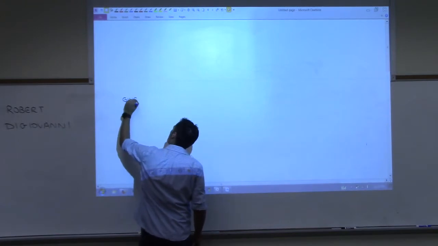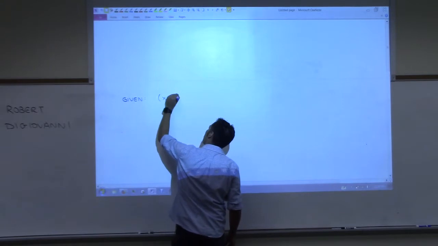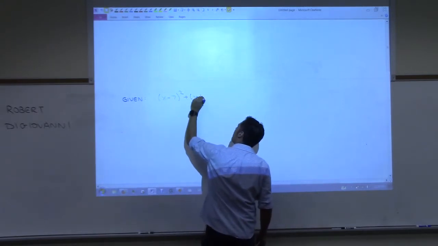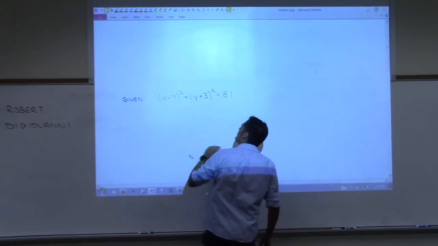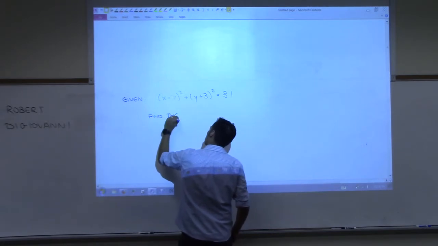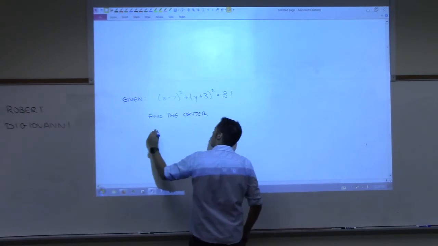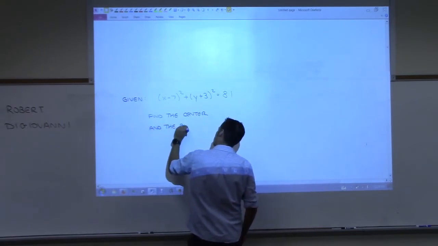Given (x - 7)^2 + (y + 3)^2 = 81, find the center and the radius.